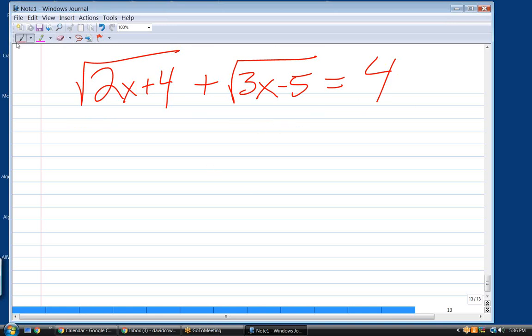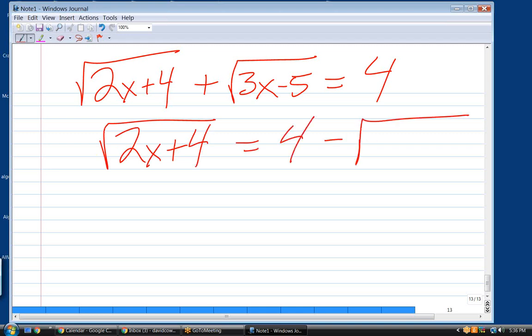So what's my first step? Subtract one of the radicals from both sides. Okay, let's do that. I'll just pick one at random. Now it looks a little bit like what we just did. Now what?